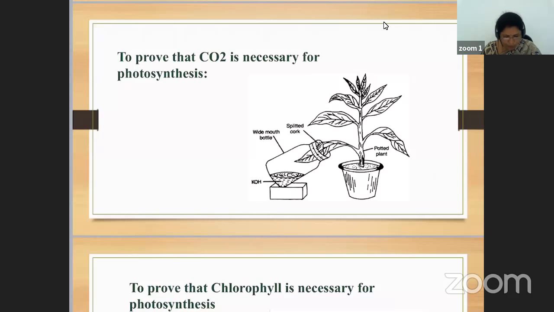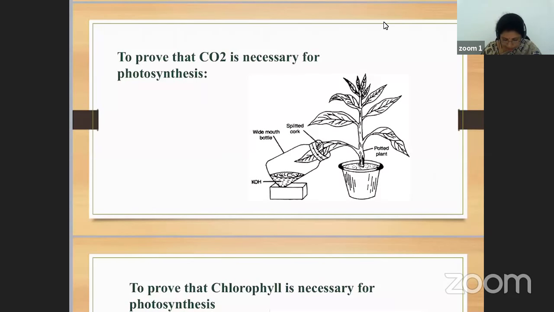Then, children, how will we prove that sunlight is essential for photosynthesis? We have to take the same setting as we have taken for carbon dioxide. The potted plant, wide mouth bottle, split cork. Only thing is, the bottle should be wrapped with black color paper. Why black color paper? It will not allow light to pass through into the bottle. It will not allow the entry of light into the bottle.